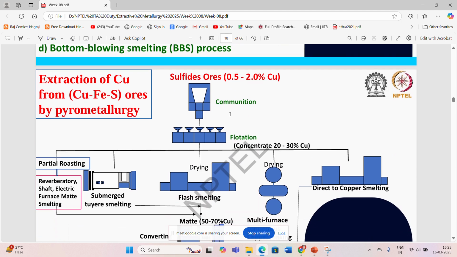Then the first step is the comminution process. After comminution, companies generally go with the froth flotation step to concentrate the copper from this 0.5 grade and increase the grade to 20 to 30% copper.